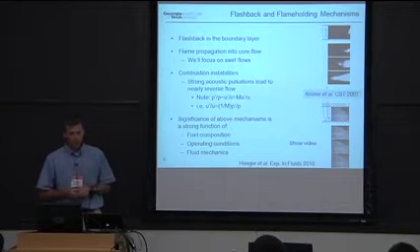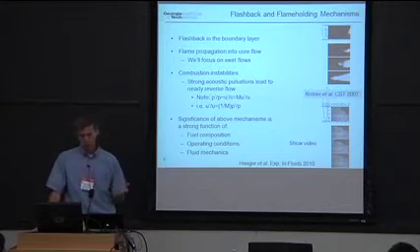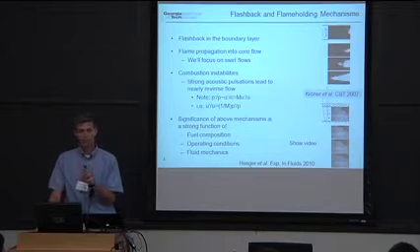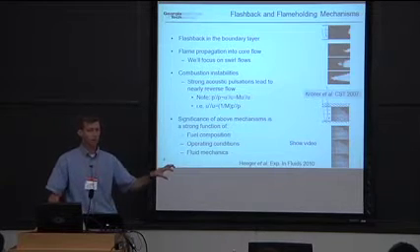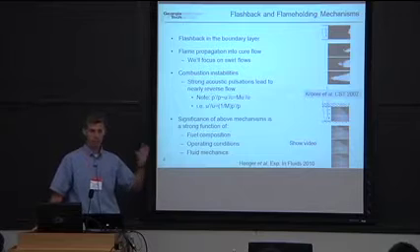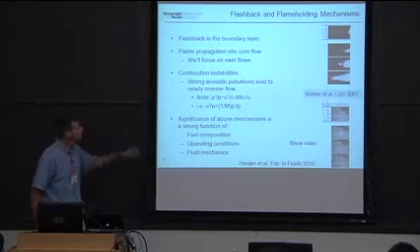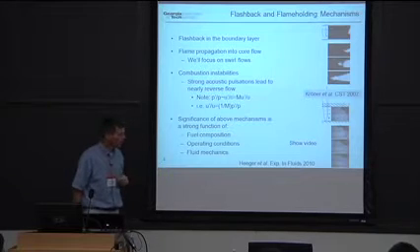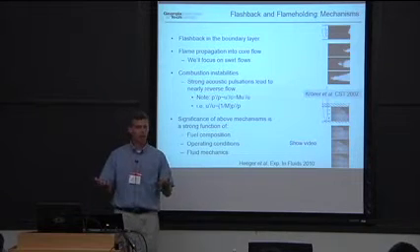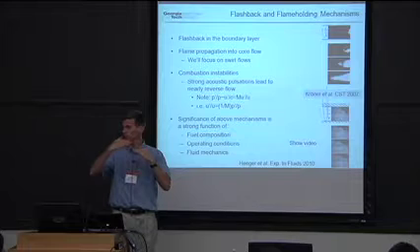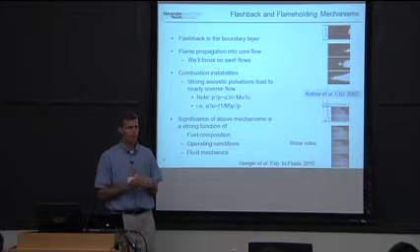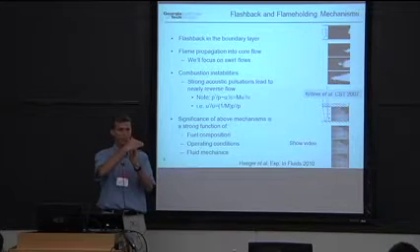So let's talk a little bit about mechanisms. I've talked about flashback and flame holding, but there are different mechanisms by which a flame can flash back, and different mechanisms by which a flame can hang on once it's back there. First one is flashback in the boundary layer. This I think is probably obvious: the boundary layer has a low flow velocity region, and that's where a flame is going to want to shoot upstream.